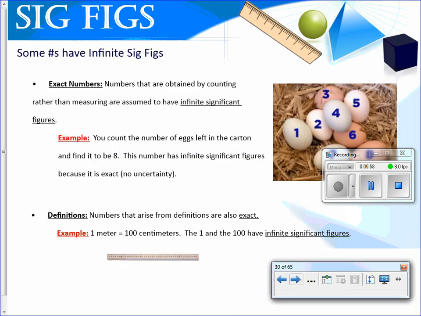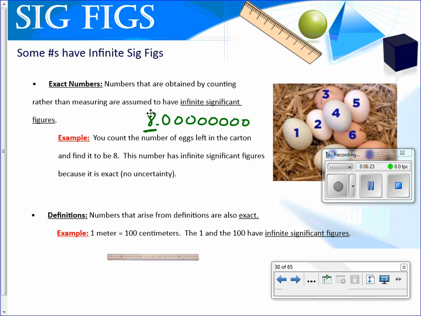Some numbers have an infinite number of significant figures, so we won't necessarily put all the zeros that go with them. So an exact number, a counting number, in the example here, you count the number of eggs left in the carton to be 8. We don't have to write 8.000000000, etc. We can just say it's 8. It has an infinite number of significant figures there.